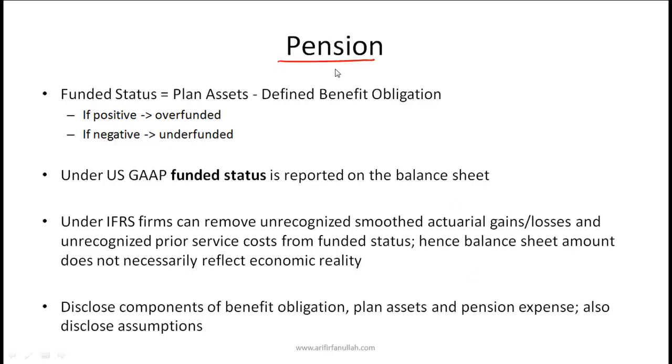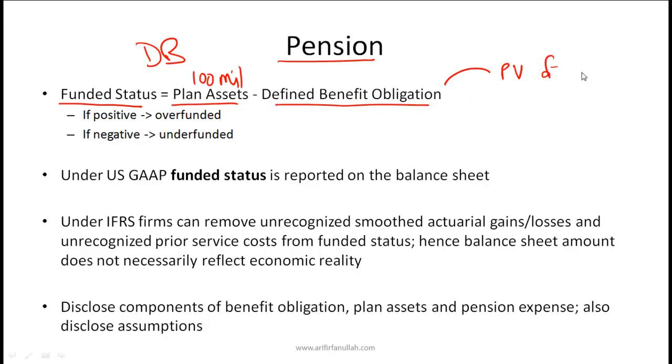Just one more slide on pensions. Again, this is in the context of the defined benefit plans. Let's first understand some basic terminology. For a pension plan, there is an important concept of the funded status. The value of the funded status is plan assets minus defined benefit obligation. Plan assets is the value of the assets that the company has that are set aside to cover the future obligations. Let's say that the value of the plan assets is currently 100 million. Defined benefit obligation, simplistically put, is the present value of the future pension related obligations.